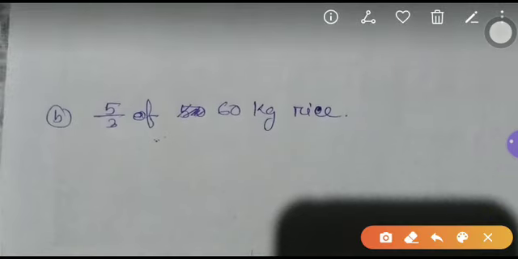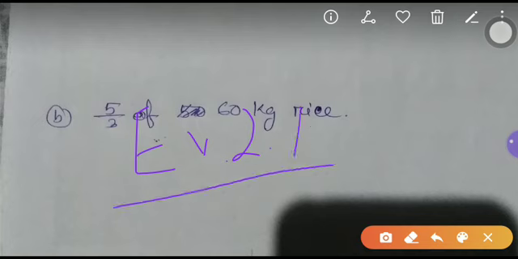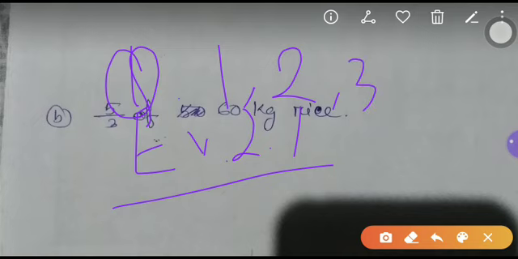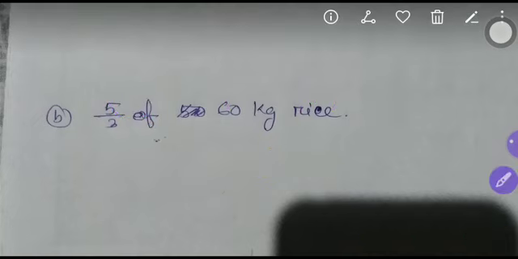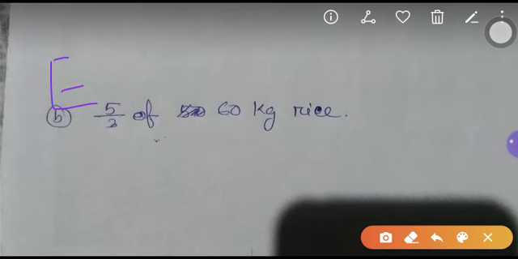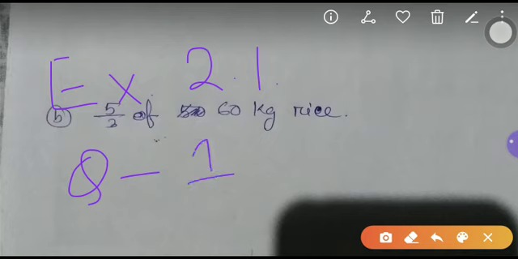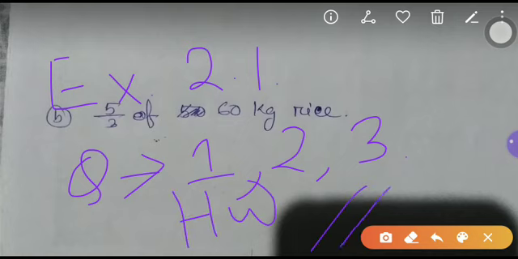So next from your exercise 2.1, I have said already, this multiplication, question number 1, 2 and 3. Exercise 2.1, question number 1 all, question number 2 all, and question number 3 all. This is your homework. All these you have to practice, and in your homework copy you have to write all this. Okay, thank you.